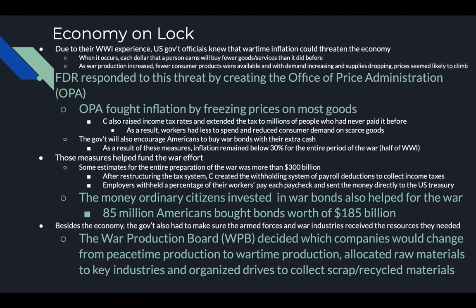The money ordinary citizens invested in war bonds also helped pay for the war. 85 million people bought a total amount worth in bonds, $185 billion.